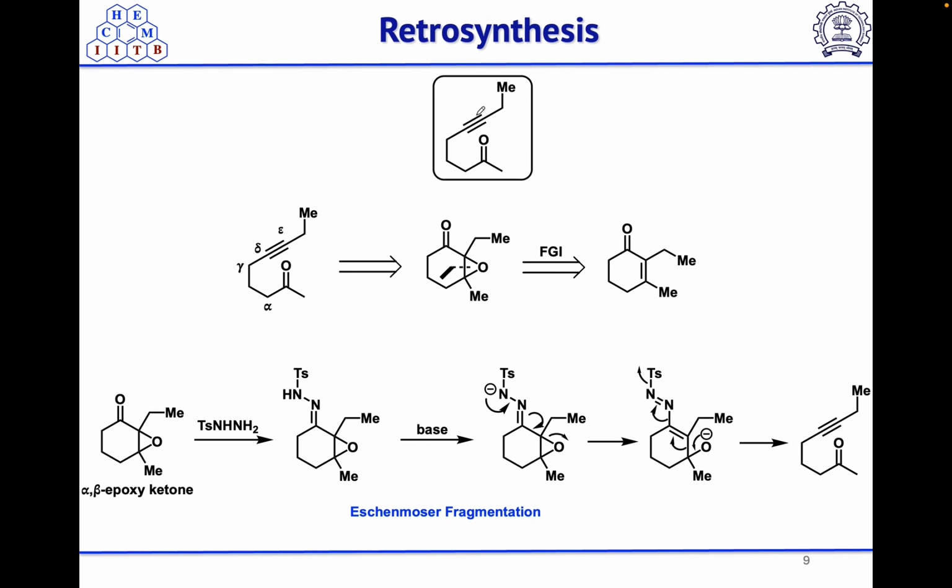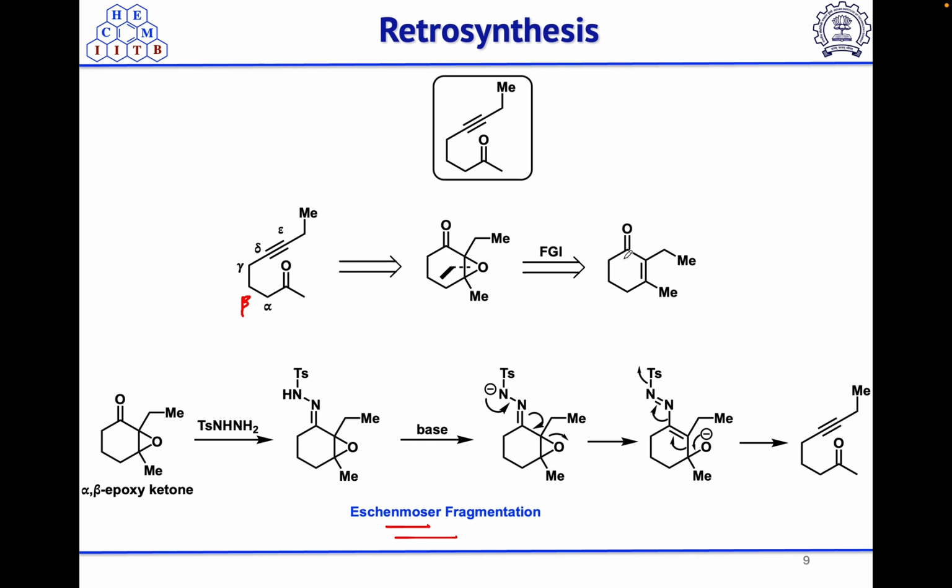And if you check the position of the alkyne next to the carbonyl, I have already written it here: alpha, this is beta, then gamma, delta, and epsilon. So the delta, epsilon triple bond, the alkyne, is next to this carbonyl group. From here there is a famous functional group interconversion reaction known as Eschenmoser fragmentation. Already I have mentioned it here, Eschenmoser fragmentation.